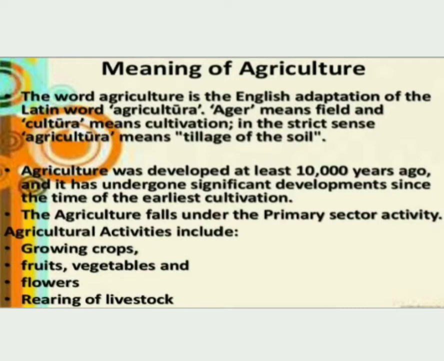The term agriculture has its origin from the Latin language. It is derived from two Latin words, ager, meaning field, and cultura, which means to cultivate. Thus, the literal meaning of agriculture is to cultivate the field.